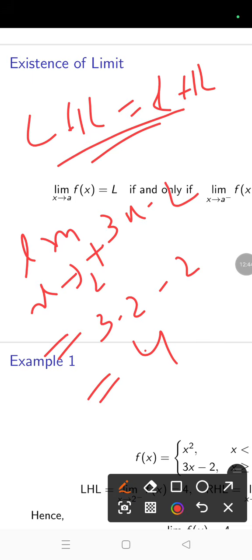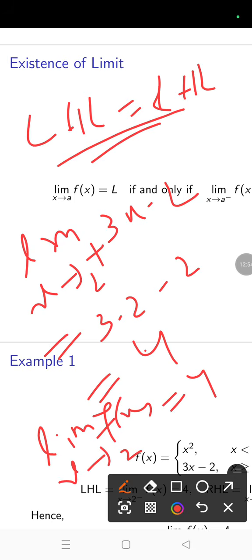And what is the value of the limit? Both are equal to 4. So the limit of f(x) as x tends to 2 is equal to 4. So this is how we have to check the limit or existence of limit at a point.